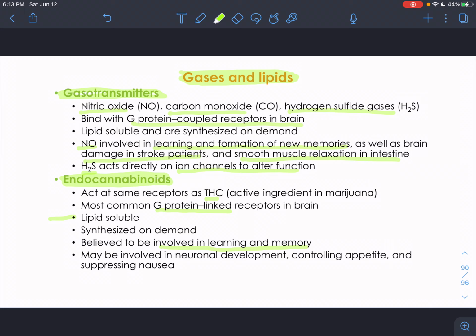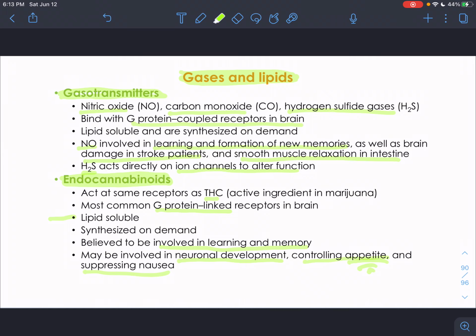A lot of these neurotransmitters' functions are not widely understood. So there's a lot of research currently being done on endocannabinoids and cannabinoids and their effect in the brain. But they do think endocannabinoids are involved in neuronal development, controlling appetite, which makes sense, you know, munchies, if you ever watched a movie where someone smoked weed or something, and suppressing nausea as well.